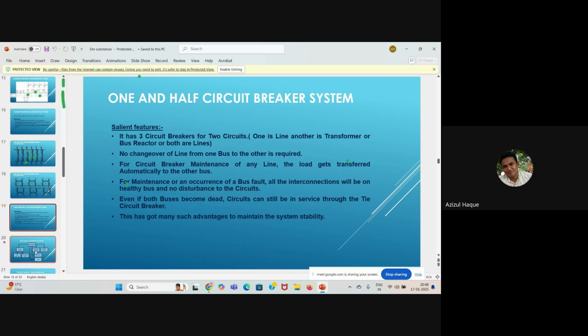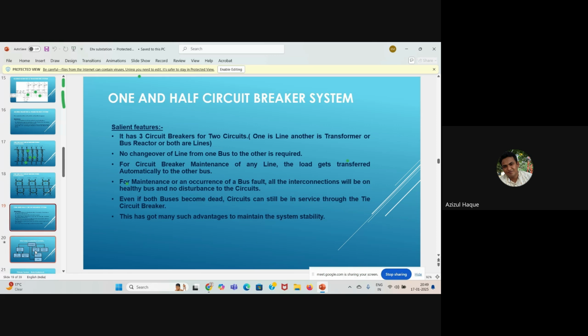These are the features. It has 3 circuit breakers for 2 circuits. One is a line, another is a transformer or bus reactor, or both are lines. No changeover of line from one bus to another is required. For circuit breaker maintenance of any line, the load gets transferred automatically to the other bus.